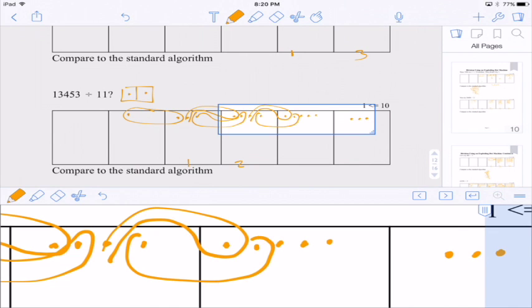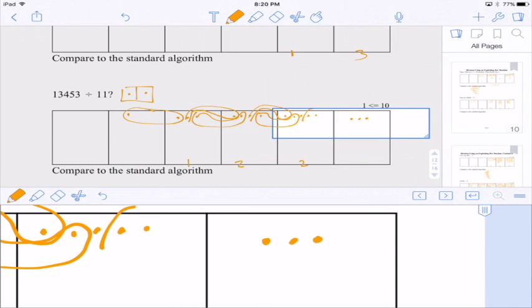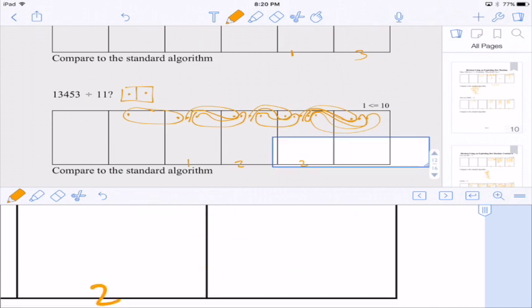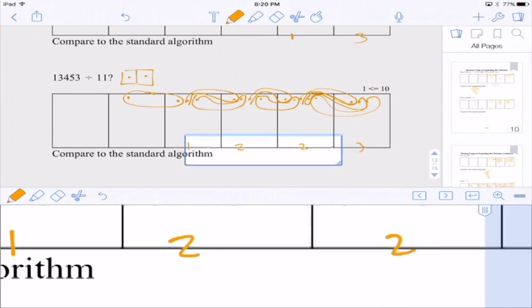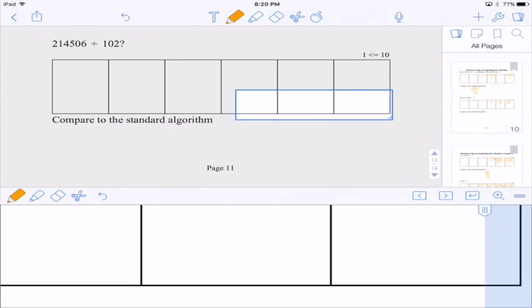Here's a second group of 11. So there was 2 groups here. And finally, 1, 2, and 3. 3 groups of 11. There's my final answer. 1,223. Isn't that awesome? That makes life so much easier.